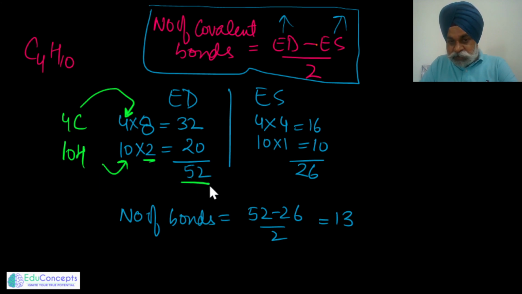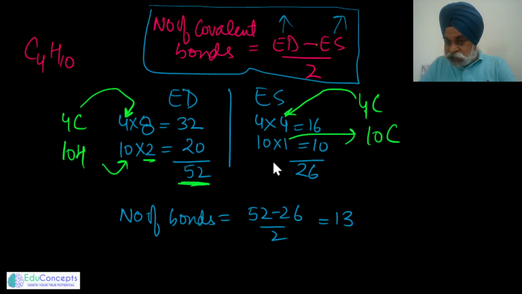So the total becomes 52. So the demand is 52, and here the electron supply is the number of valence electrons. We have 4 carbon atoms, and 4 carbon atoms have 4 valence electrons each, and 10 hydrogen, every hydrogen is having 1 valence electron. So the total becomes 26. So if you would calculate, the number comes out to be 13.